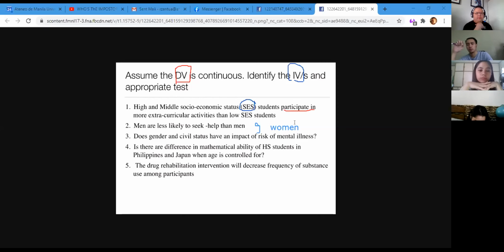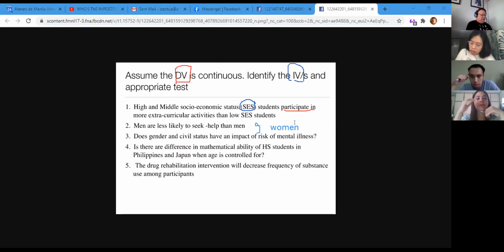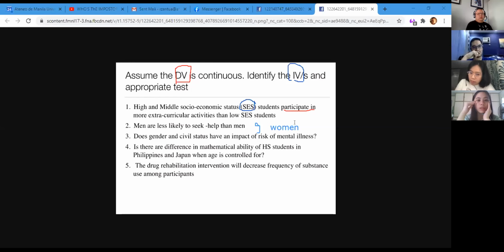Number 3, I wanna say, dalawang IV. Gender and civil status. Then risk is the DV. Yeah, risk of mental illness.